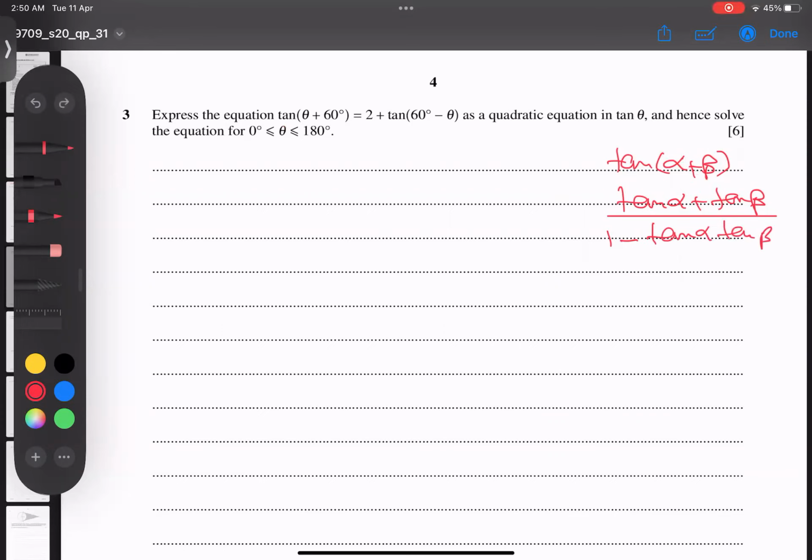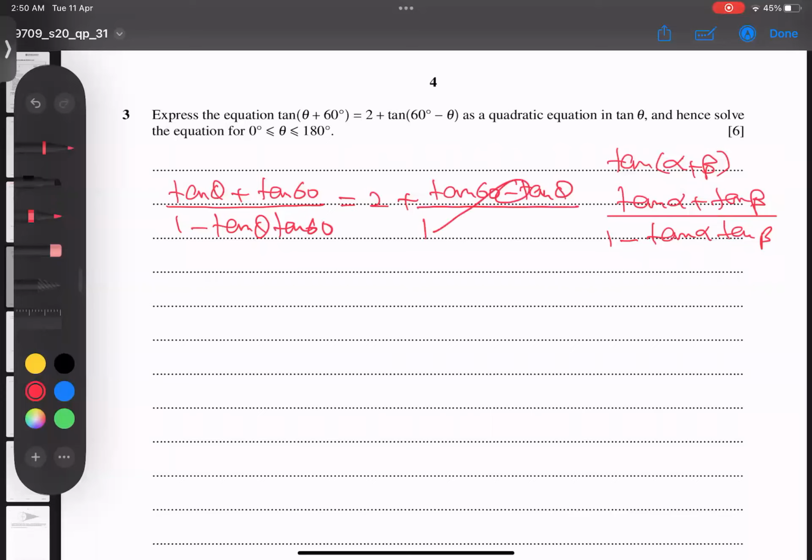So let's start. Left hand side, I can say tan theta plus tan 60 upon 1 minus the product of tan theta and tan 60, equals 2 plus, what about this one? Because there is a negative in the middle, same story: tan 60 minus tan theta over 1, opposite sign of this minus is plus, so I get a plus and tan 60 and tan theta multiplied. I believe this point is very, very clear.